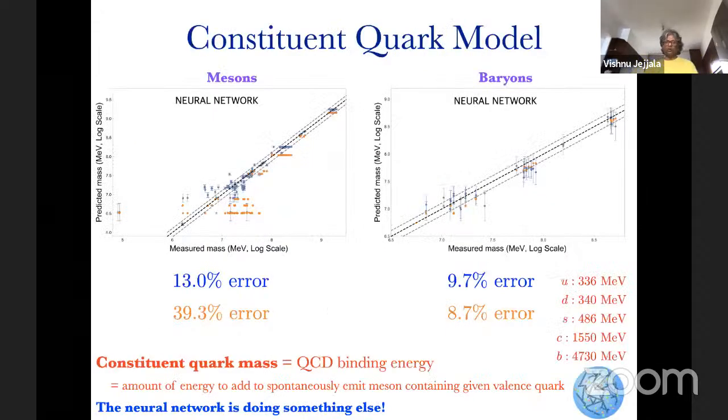So the orange dots correspond to the constituent quark model. The constituent quark model is model dependent. So there's no one constituent quark model, there are several. I've chosen a particular one here. Here, the constituent quark model computes the QCD binding energy. It's the amount of energy that you need to add to spontaneously emit a meson containing a given valence quark. If you apply the values of this particular constituent quark model to the mesonic and baryonic data sets, the neural network outperforms on the mesons and slightly underperforms on the baryons, but they're very comparable in the error.